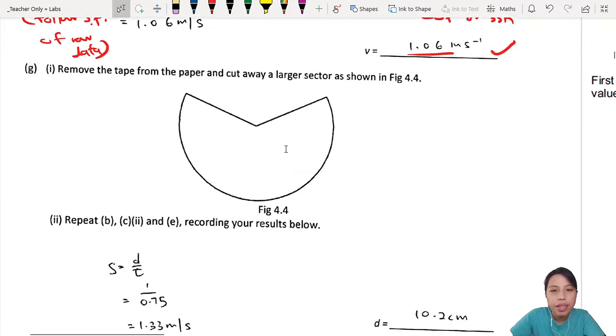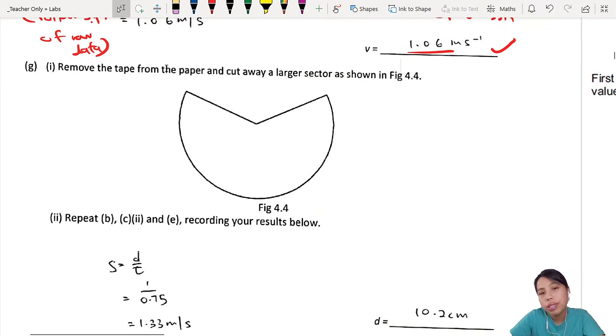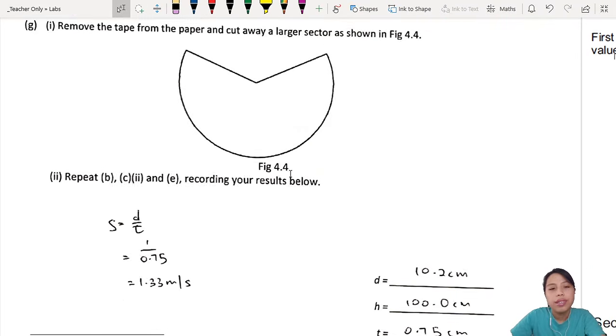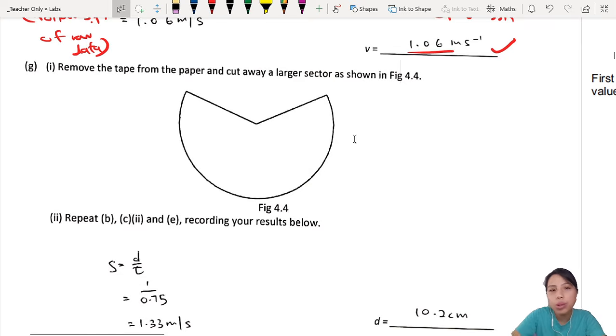Okay. Then what happened next? This person had to cut a bigger one. So your cone now is smaller.